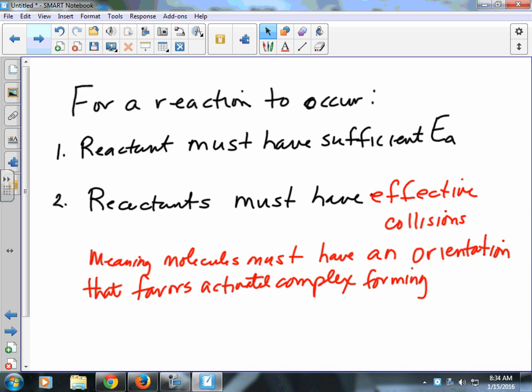On C, they're saying that the molecules are oriented this way, where bromines are far away from each other. They're too far away from each other for the attraction to occur. Attraction has to happen for a bond to form. If they're oriented where the bromines are on the outside, they collide, they just bounce off each other. No attraction occurs. So C, no reaction happens. This is not an effective collision.